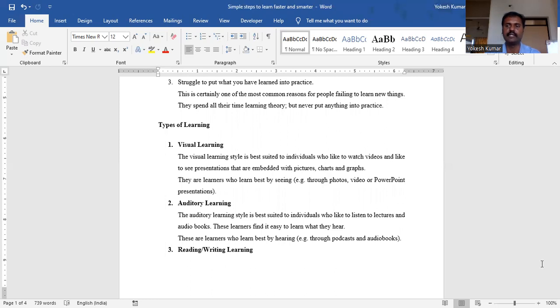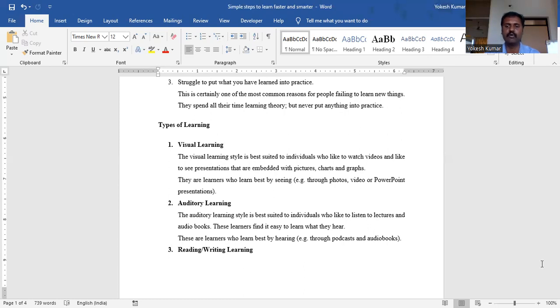Then auditory learning. So auditory learning means, so it is best. This method is best suited for individuals who travel or who spend time in their room, so they listen to lectures by means of audiobooks.